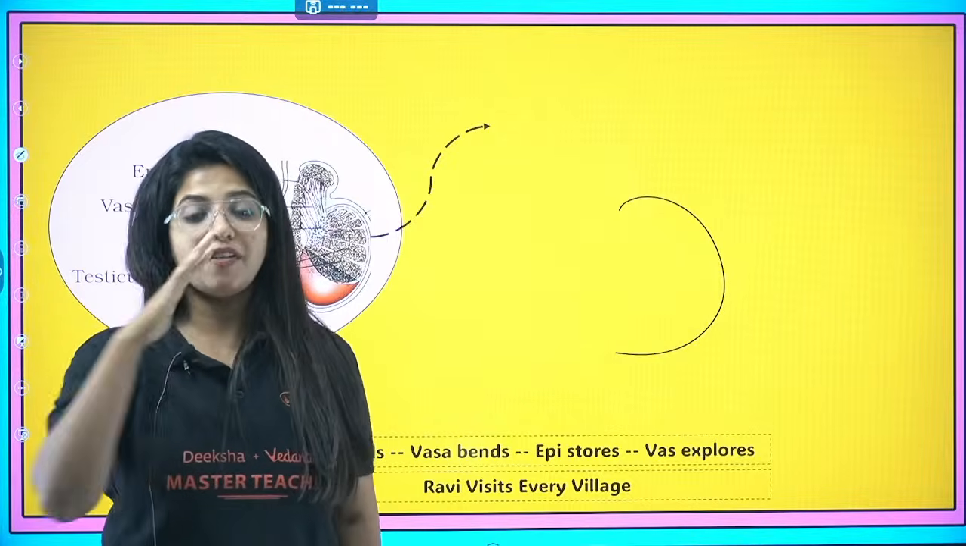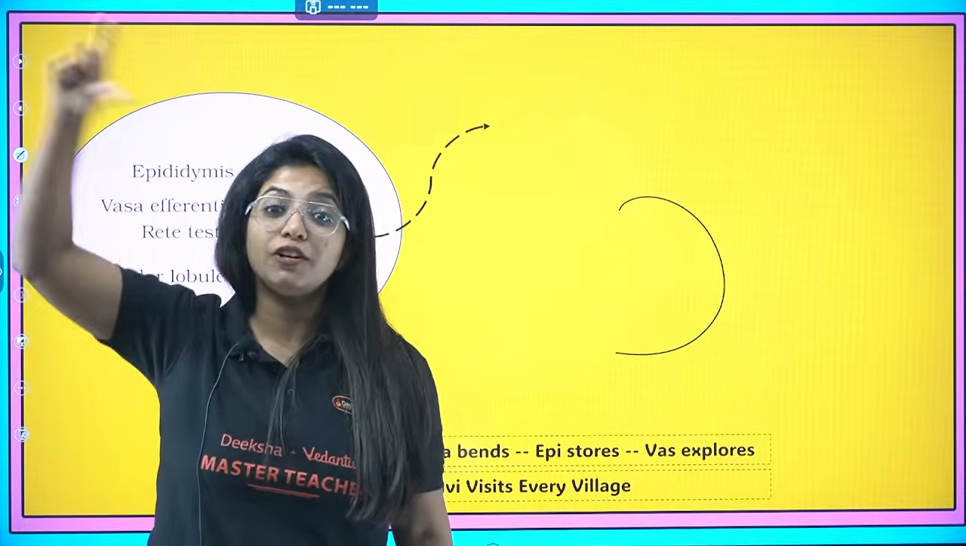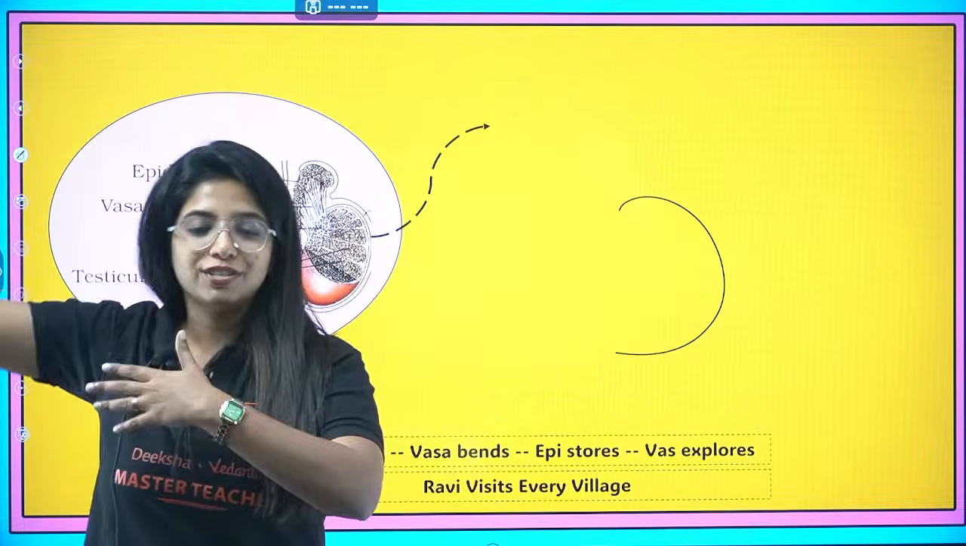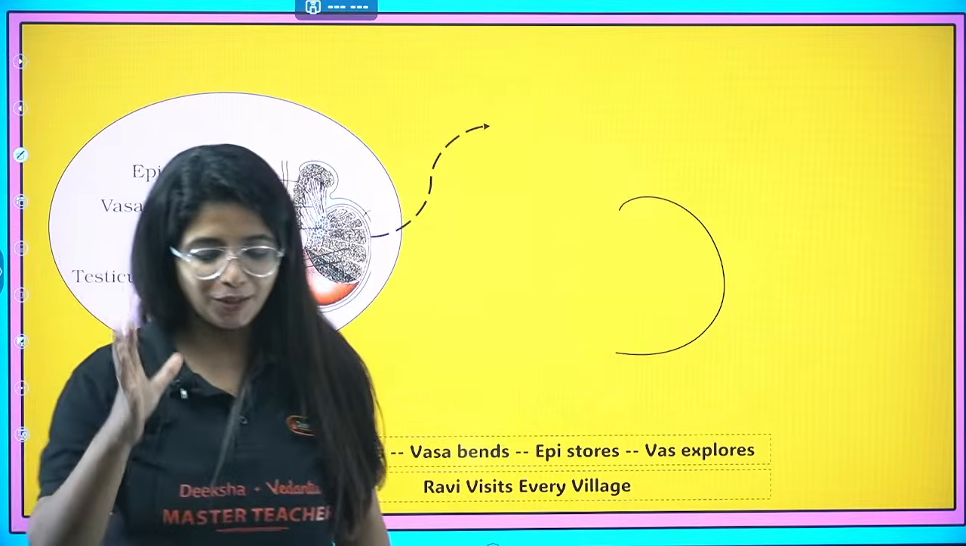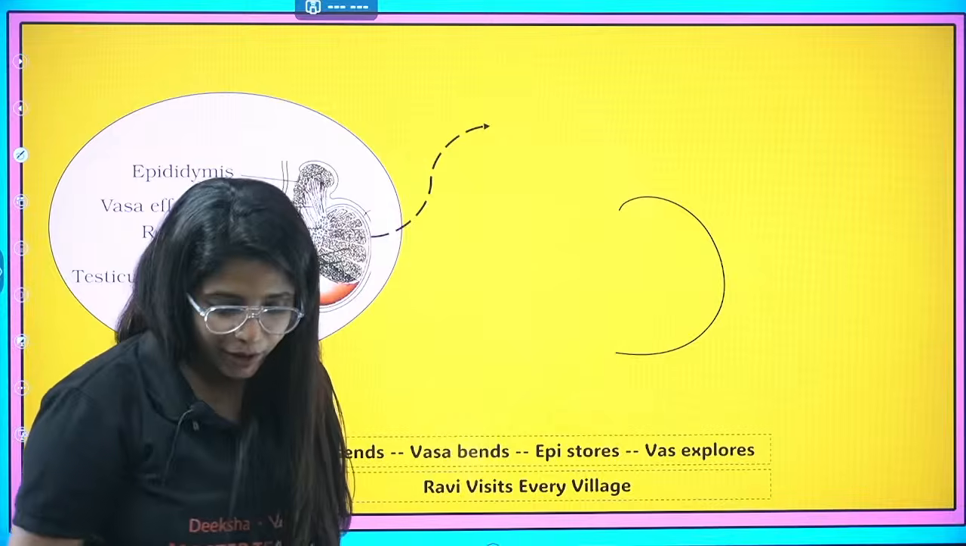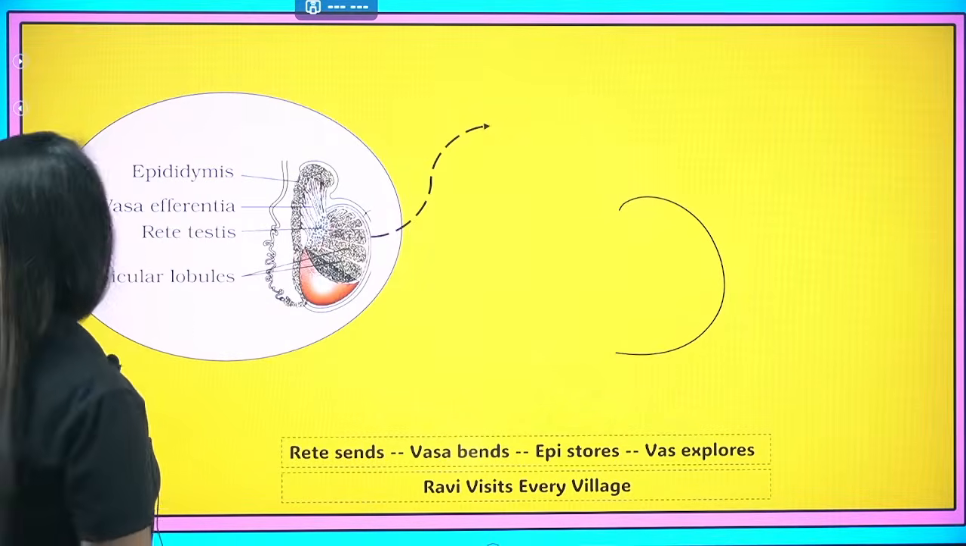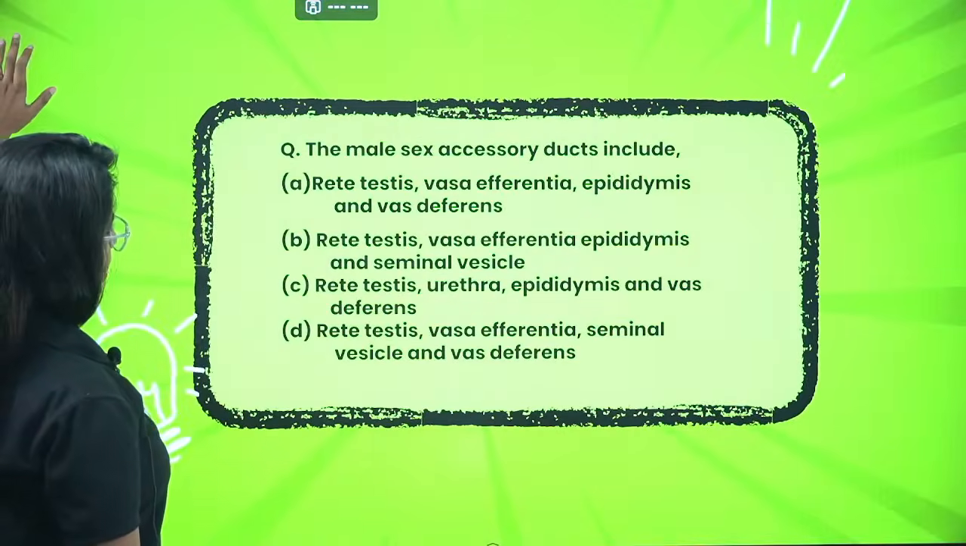And finally, vas deferens, it goes to distance. D for deferens, goes to distance. It explores. So you can remember like that also. But I think this is an easier way to remember. So try to remember like that. Now I hope you will not make a mistake. Perfect. Now let's go ahead with the next question.